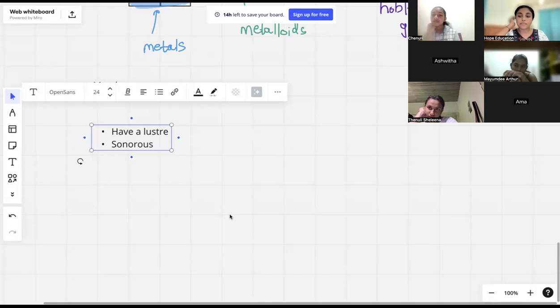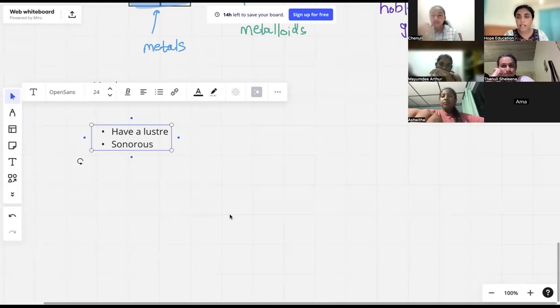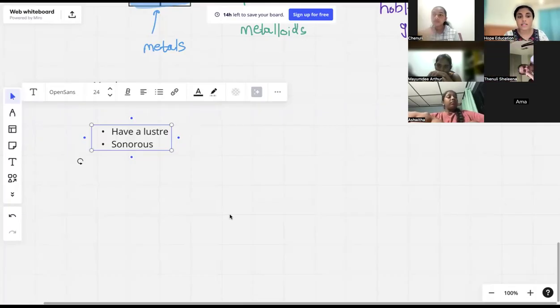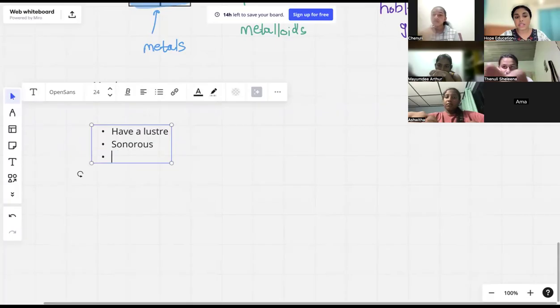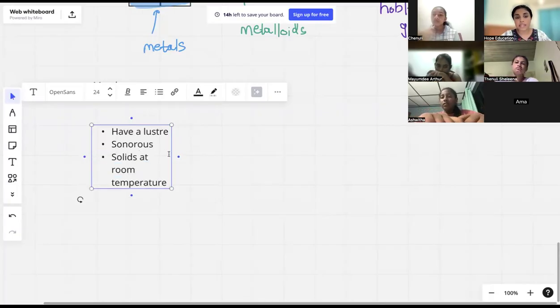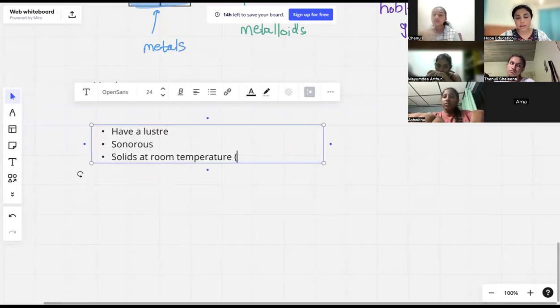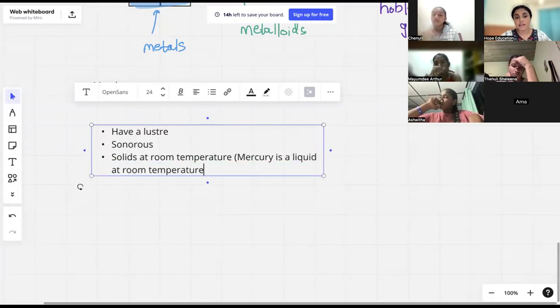Anyways, when it comes to metals, when you hit a metal, you get a short ringing sound, like an echo, right? So that is what's called sonorous, right? And also another thing is metals are usually solids at room temperature, except for one. There is one that is not a solid but a liquid. Mercury. Mercury is also a metal, but it is a liquid at room temperature, right? Otherwise all the other metals are solids. Only mercury is a metal that is a liquid at room temperature, right?